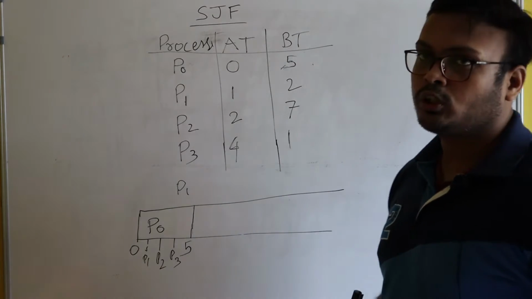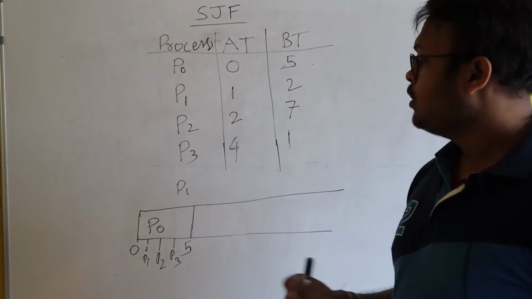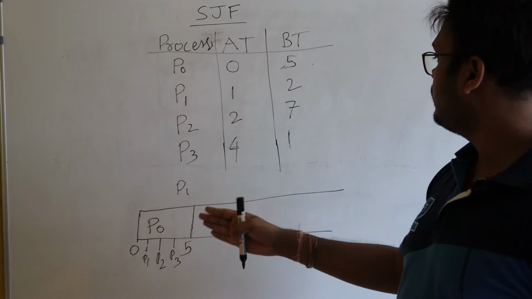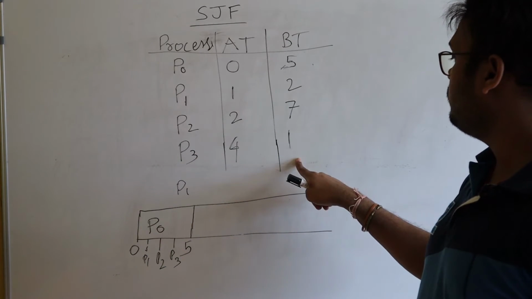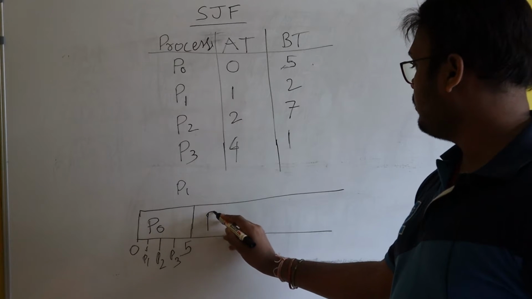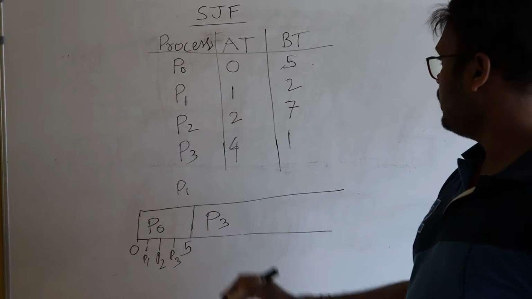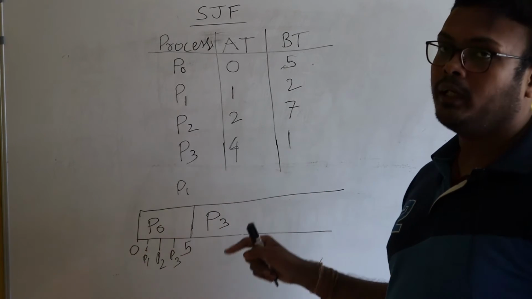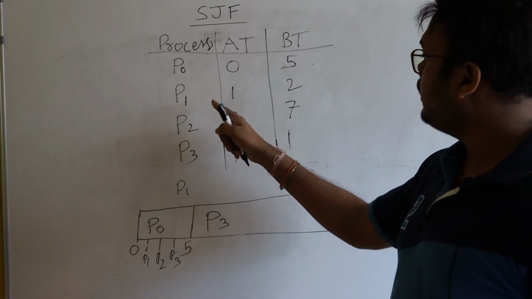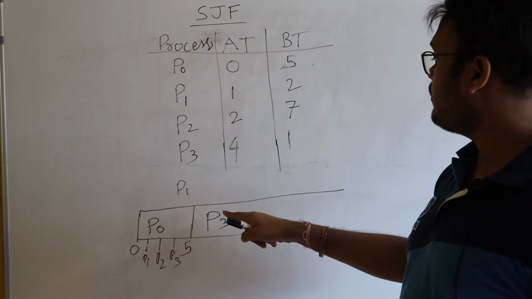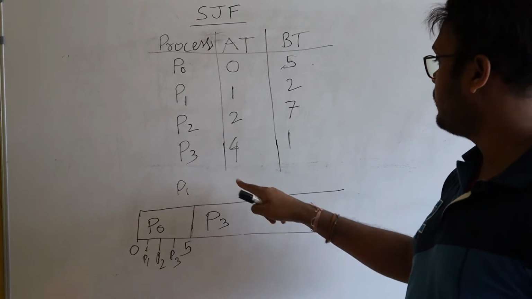So since it's a shortest job first algorithm, we will select which process? Definitely we will select the process with lower burst time. We will select P3. Okay, so here P3 will come. P1 will not come. If it would have been FCFS algorithm, then definitely P1 would have come. But since it's SJF, we are selecting the process with lower burst time.